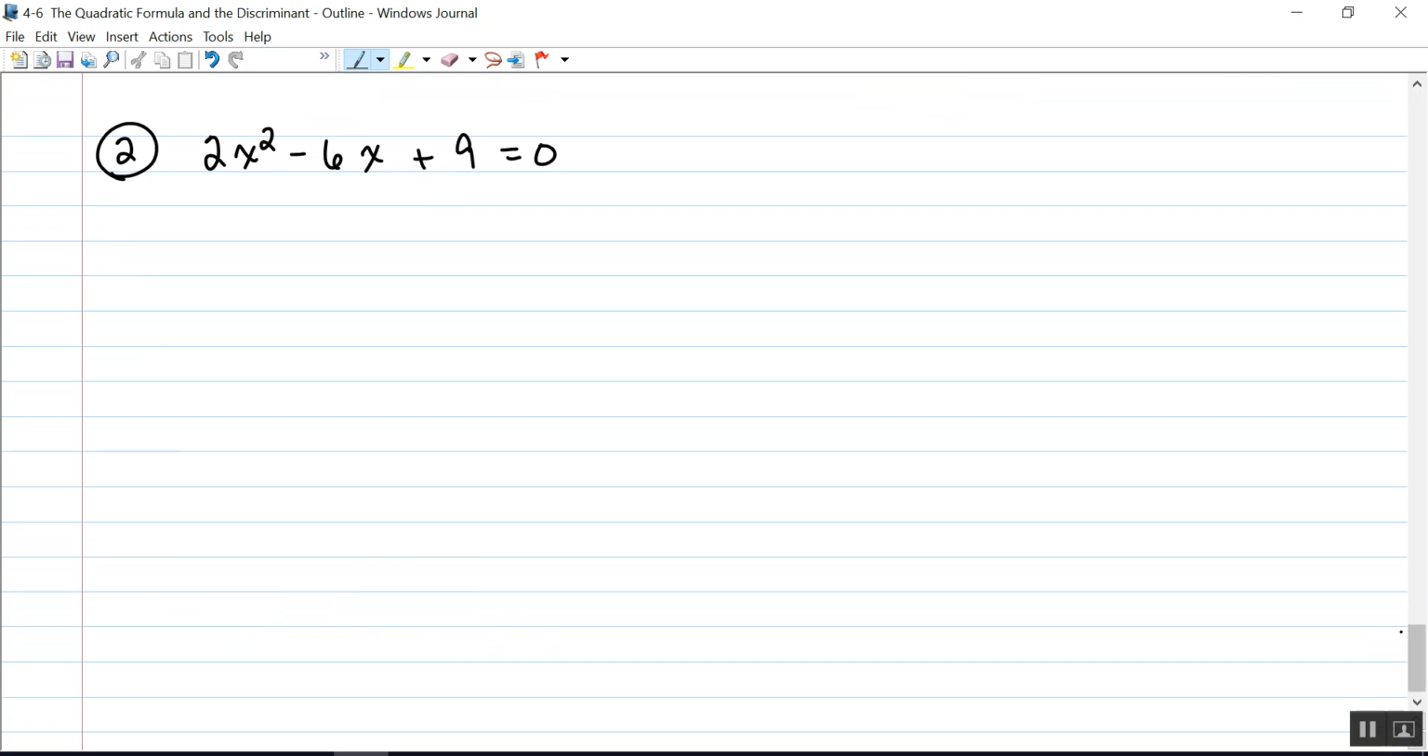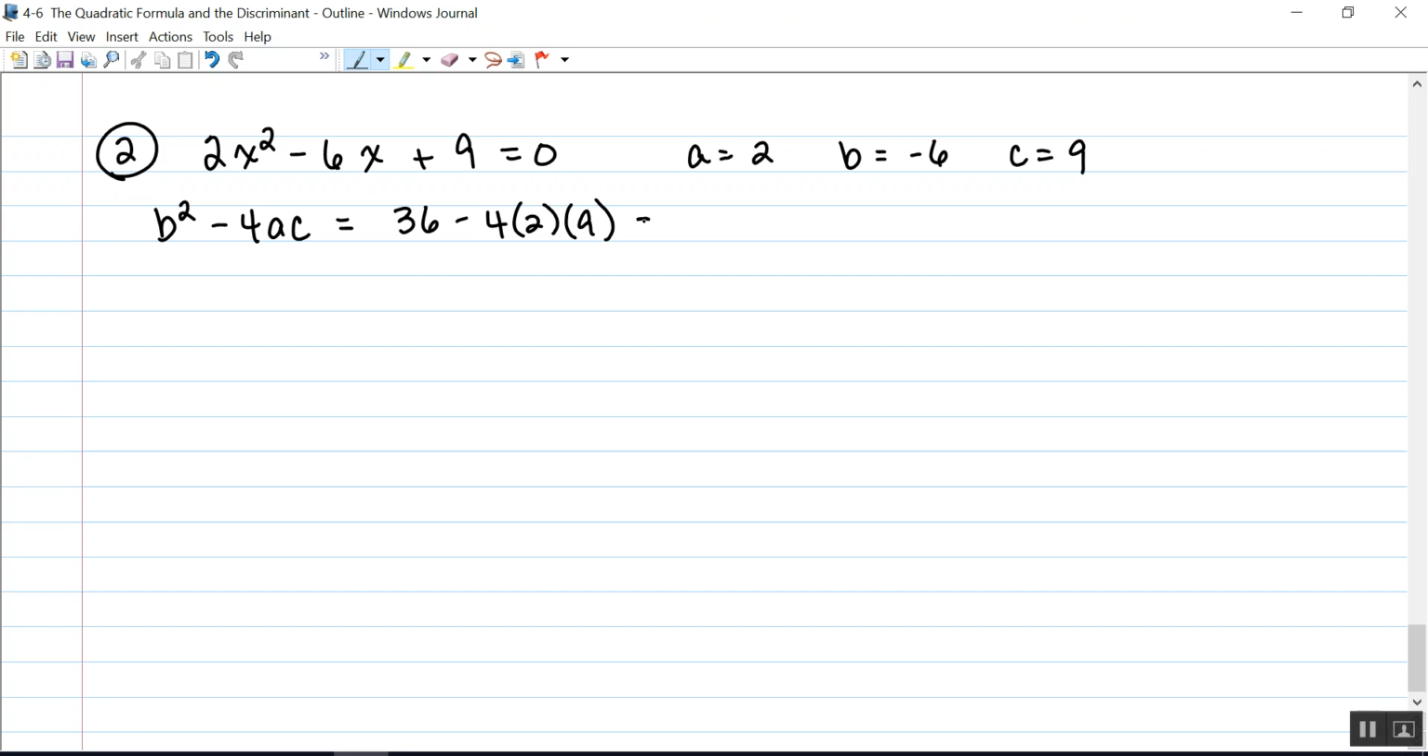And let's take a look at our last example here. A is 2, b is negative 6, c is 9. Let's find our discriminant, b squared minus 4ac. So b squared is 36, minus 4 times a times c gives me 36 minus 72, or negative 36. That's the value of the discriminant. Because it's negative, that means I'm going to have two complex roots. In other words, I'm going to have an i in my final answer.